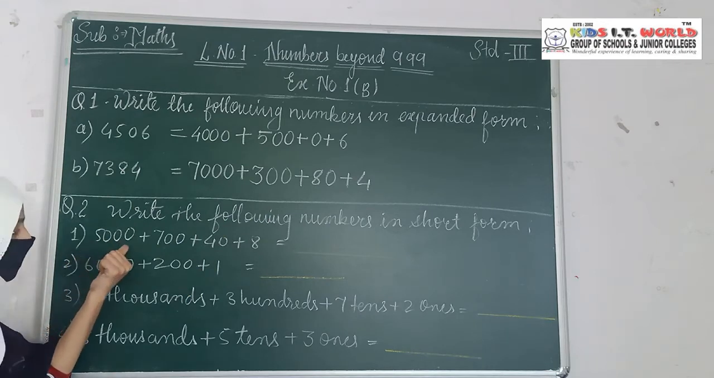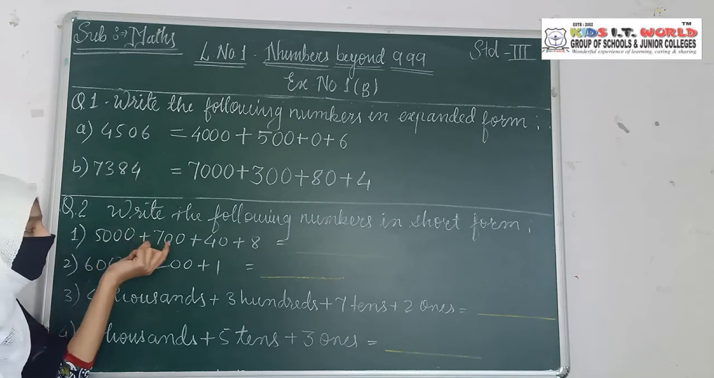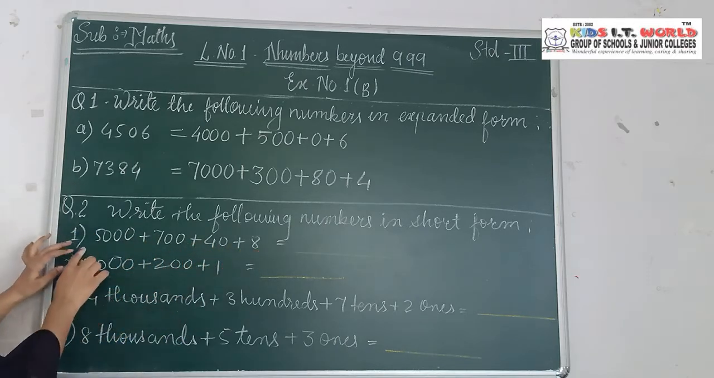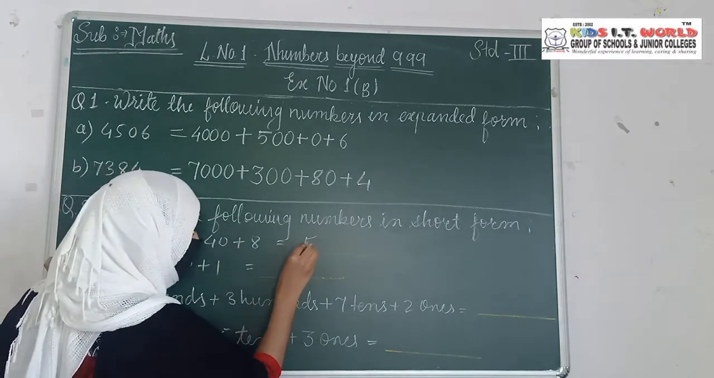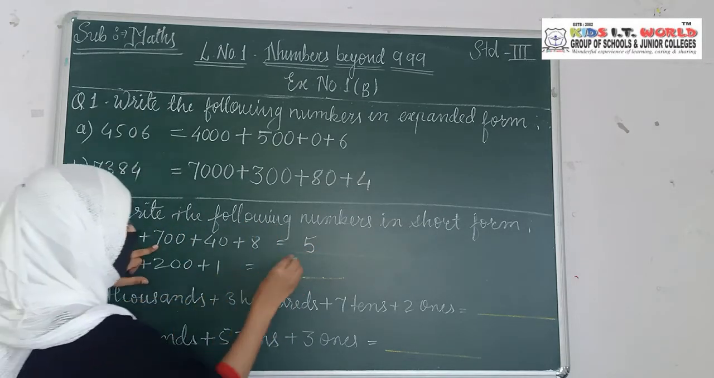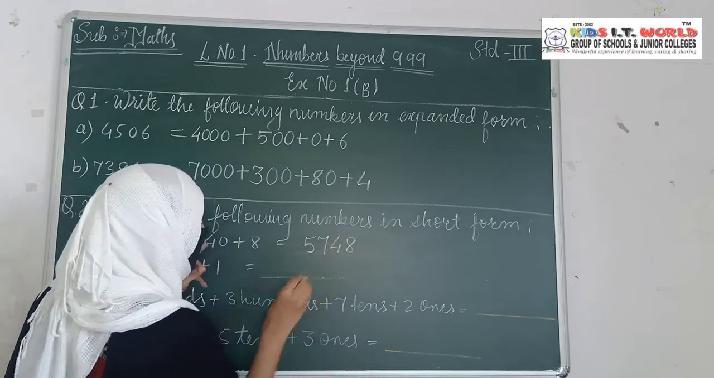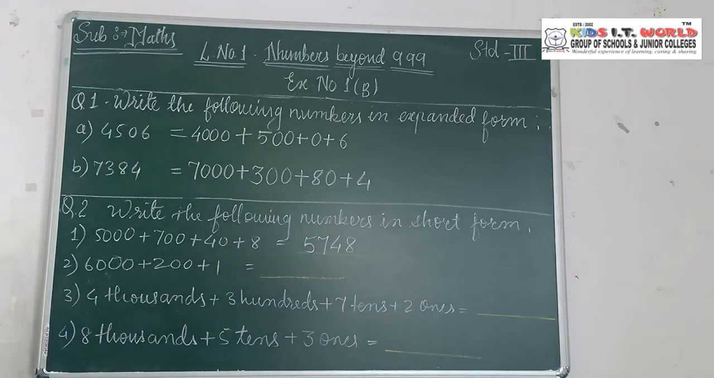It is ones, tens, hundreds, thousands. It is 5,000. This is 700. This is 40 and 8. Now you have to write it in the short form. So how will you write? This is 1000. So it is 5,748. This is the short form of this expanded form.